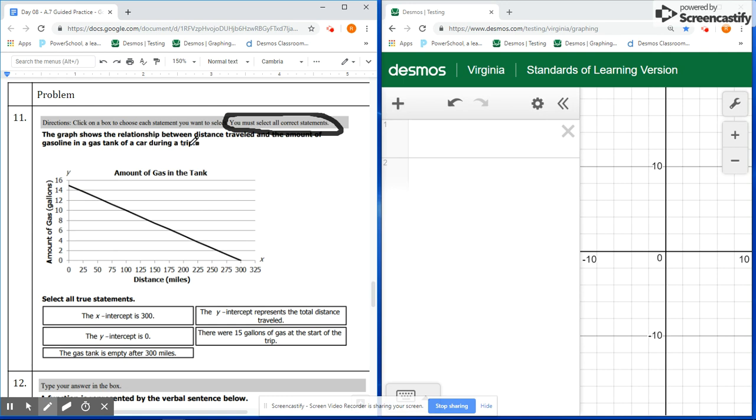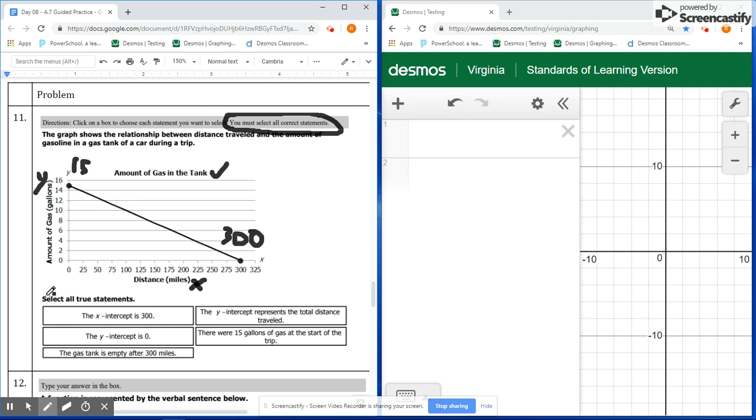The graph shows the relationship between the distance traveled and the amount of gasoline in a tank of a car during a trip. So we need to look at the graph. The important things here, we're talking about the amount of gas in the tank. The x is equal to the distance in miles. The y is equal to the amount of gas in gallons. If we notice our key points here, our y-intercept is 15, and our x-intercept is 300.